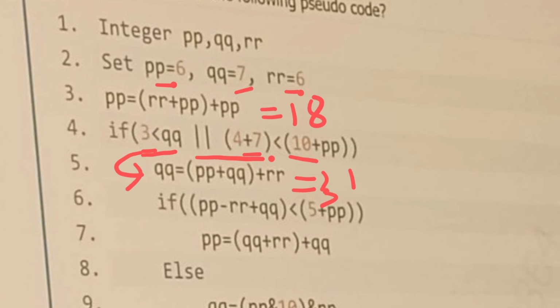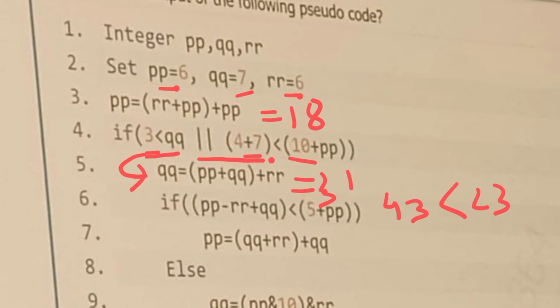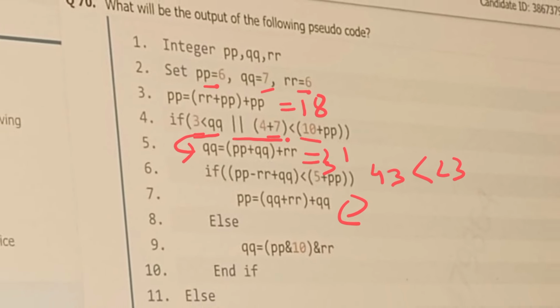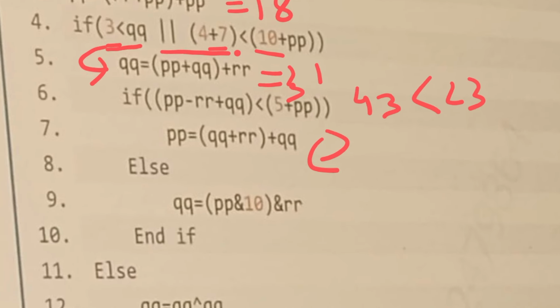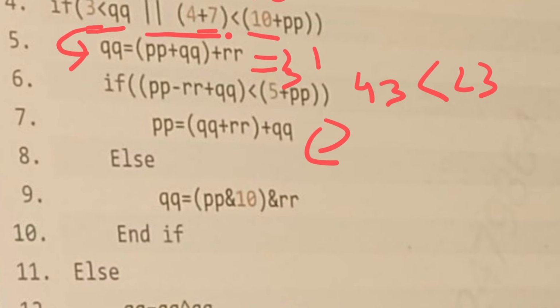So 43 less than 5 plus p. 5 plus p means 23. So the condition is false, and we don't have to go inside the if block. Directly jump to the else block so that we reduce our time. The new value of q is being initialized here, so the value of this q will be ignored.